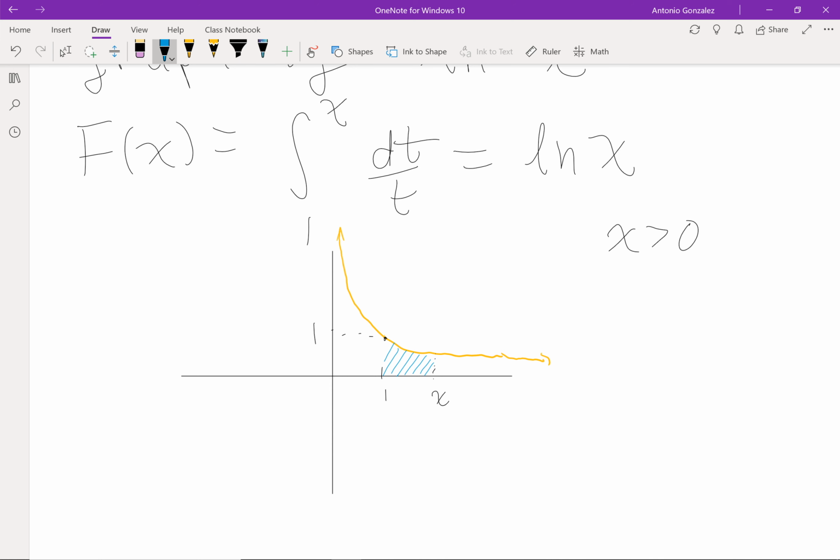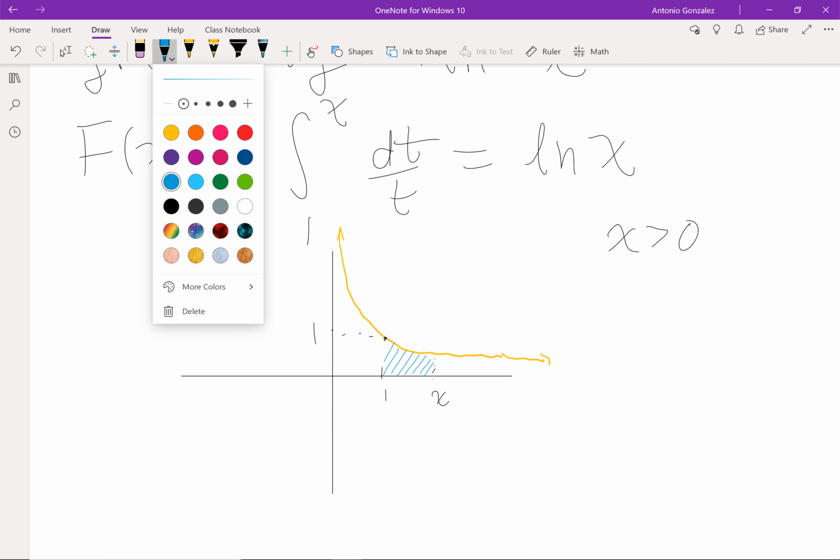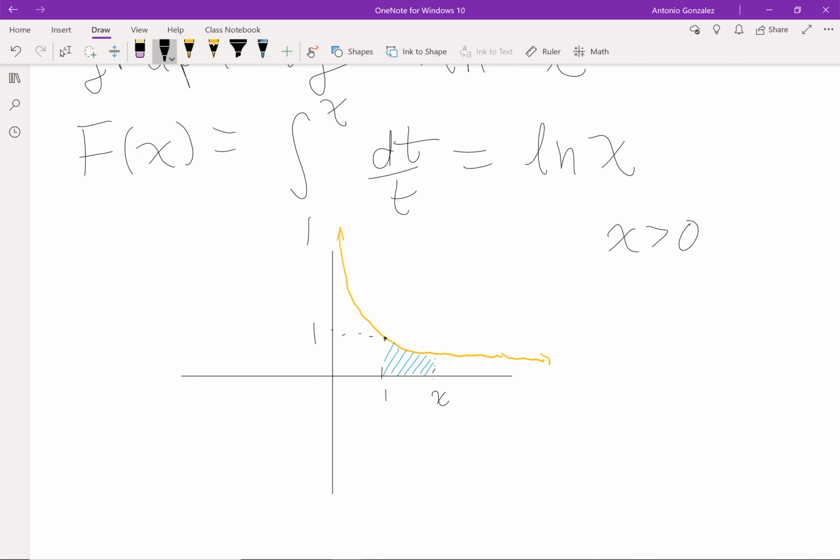Now a couple of things, and again, deriving this from the integral, I can state that ln of x is undefined for x less than or equal to 0. The integral doesn't exist if the domain of integration includes the origin.